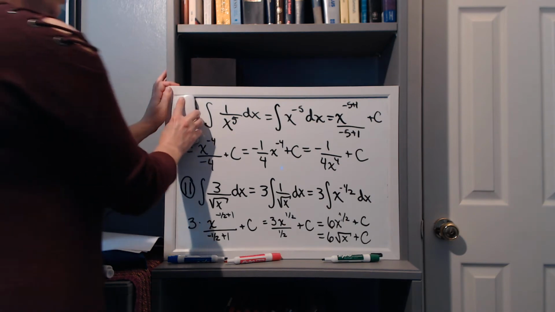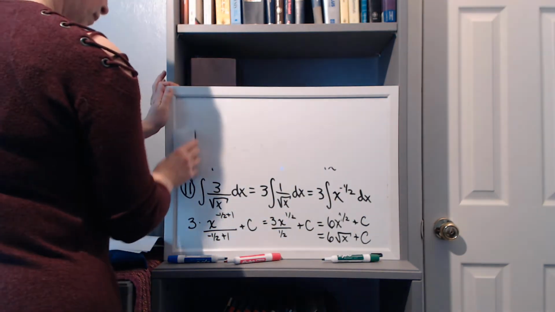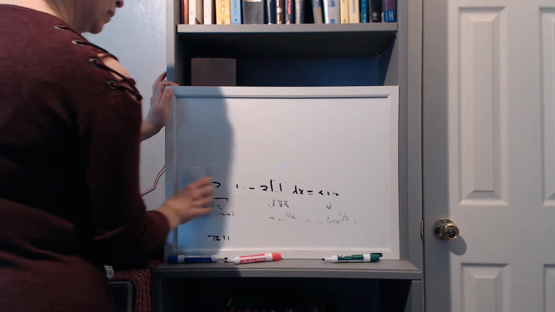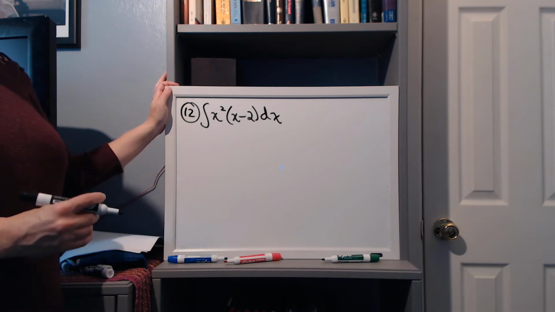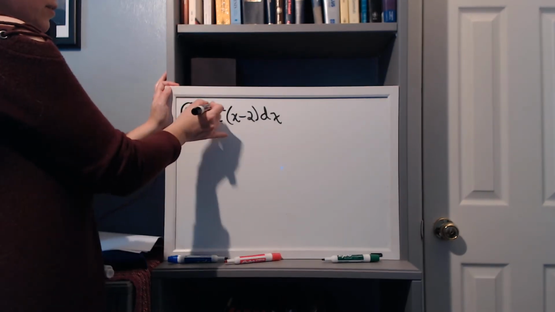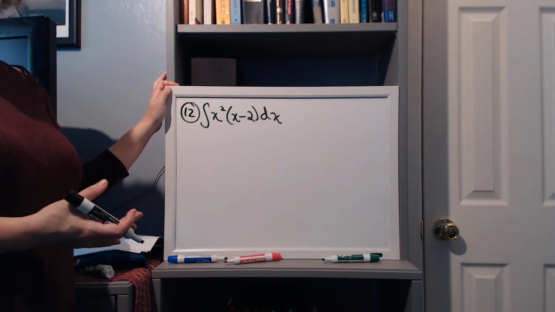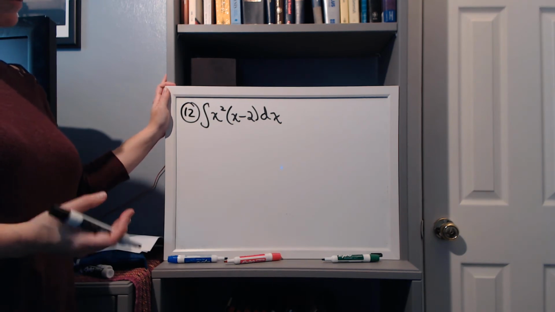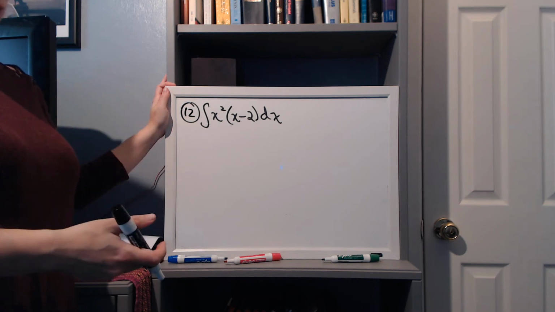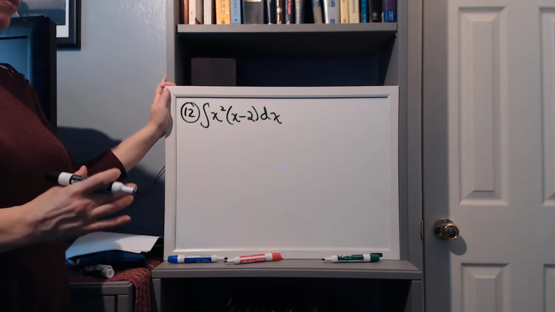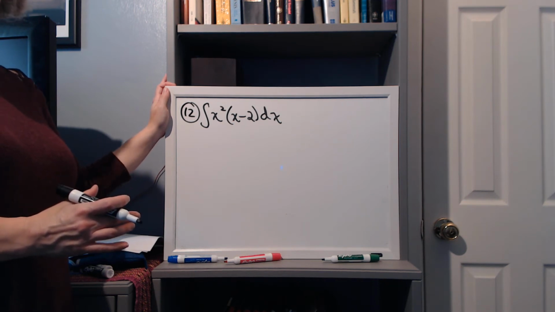All right, and now we're going to move on to number 12. We have the integral of x squared times the quantity x minus 2 dx. Now for this, we do not have a product rule for integrals. We have a product rule for derivatives, and remember, it does not work just like derivative times derivative. We have something more complicated.